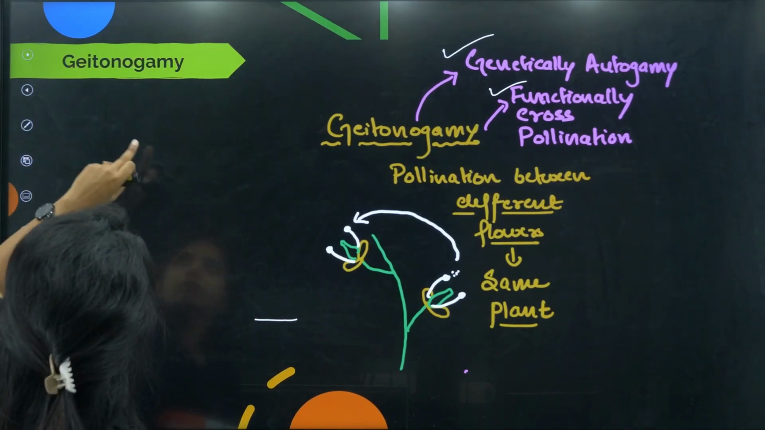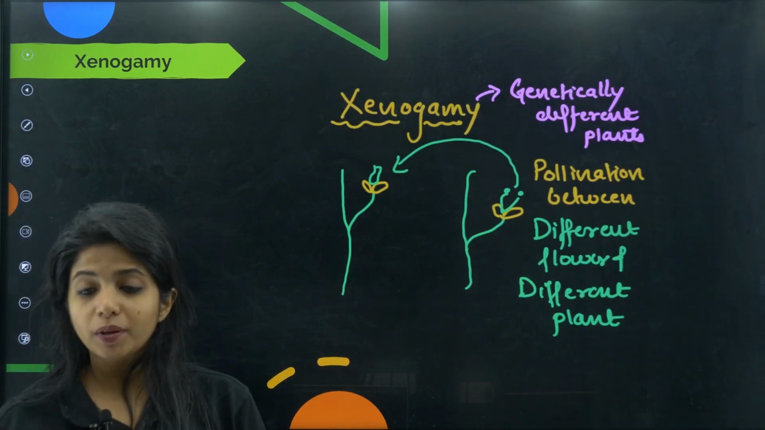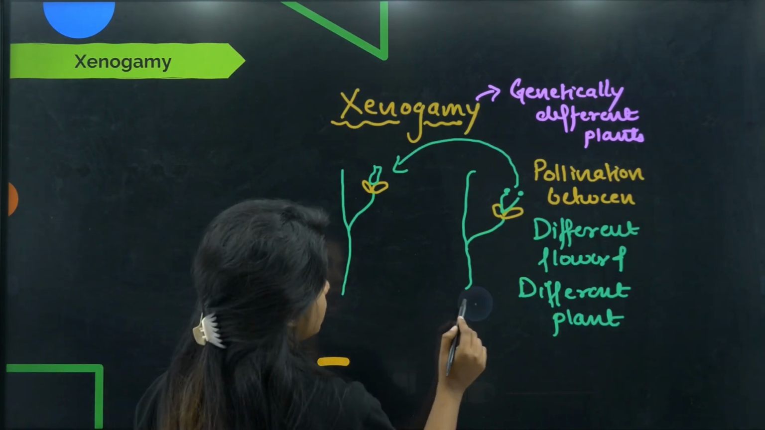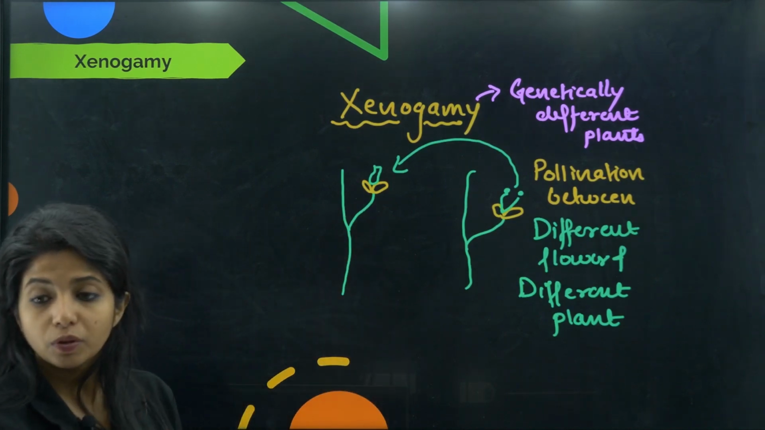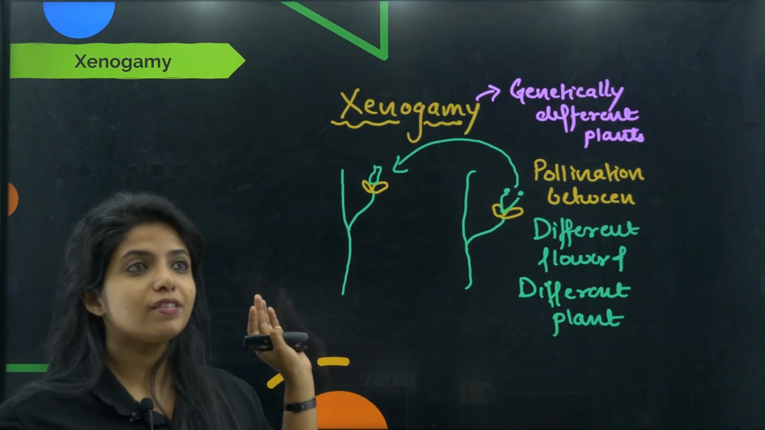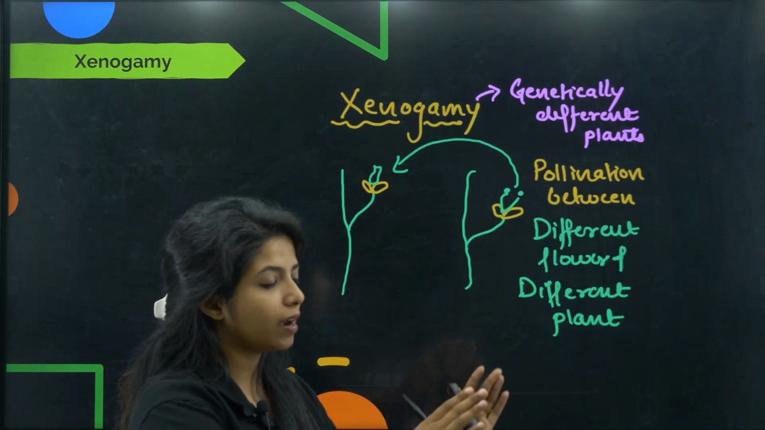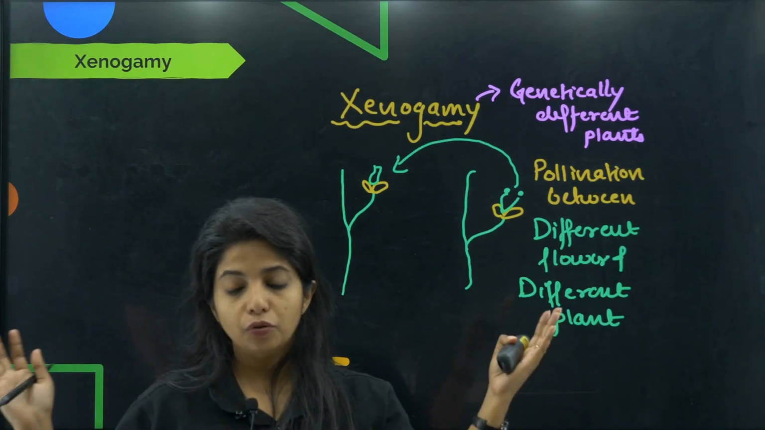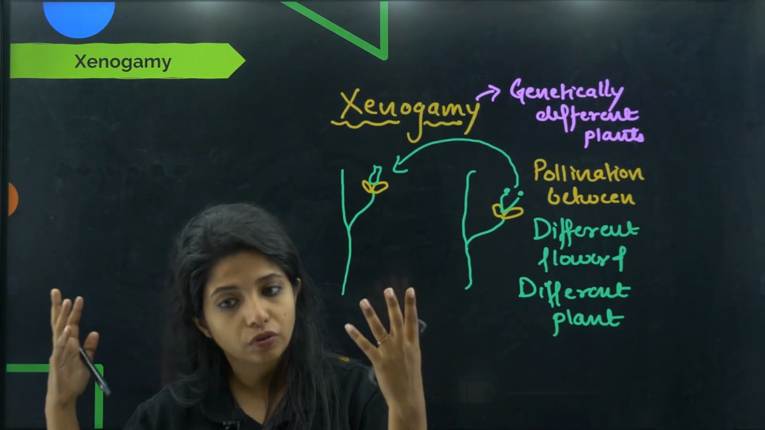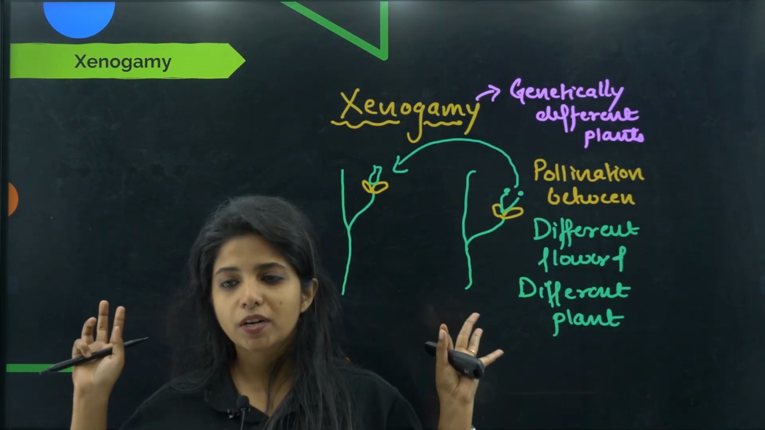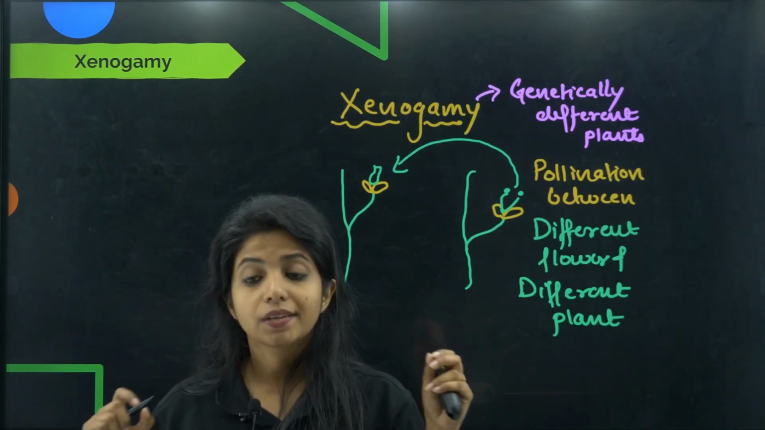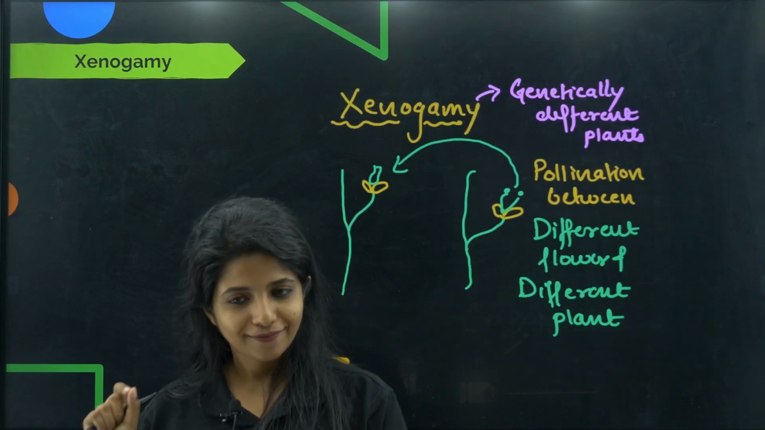Oh, sorry. Yeah, xenogamy. What do you mean by xenogamy? There are two different plants, as you can see, two different flowers, and they are doing pollination. So pollination between different flowers of different plants. Obviously now here genetics would be different. So you have one male person, one female person, from different parents. Obviously the progeny will have different genetic variations. Similarly over here also, it's definitely cross-pollination and it will be genetically different as well. That is xenogamy. Okay, agreed?